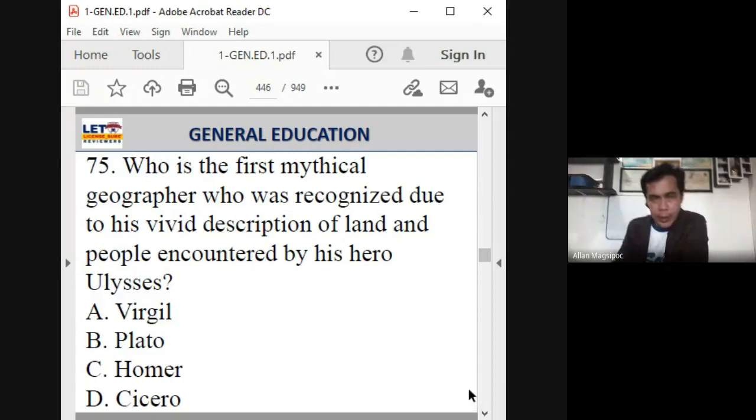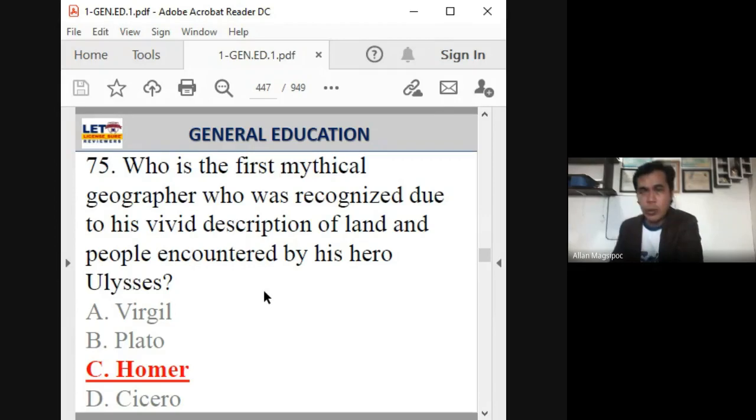Correct answer is Homer. Homer, Plato, Virgil, and Cicero. But the question is asking us about the first mythical geographer, meaning traveler, geographer. Marami siyang pinuntahan ng mga lugar. And he is recognized in his literature because he describes land, mga vivid description of land, using his hero. Meron siyang hero sa kanyang literature named Ulysses.